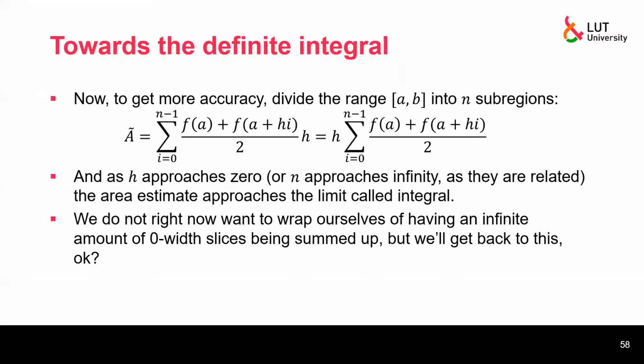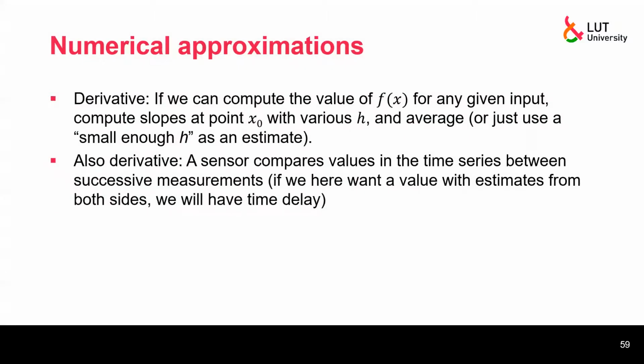So the end result in theory is that we're having an infinite amount of slices that are width 0, but that may be something that's indeed slightly hard to comprehend. So when we're having non-zero widths of the individual intervals, we're doing numerical approximations.